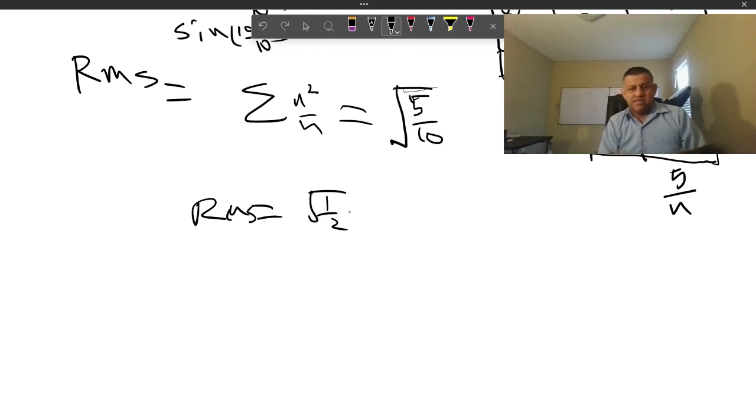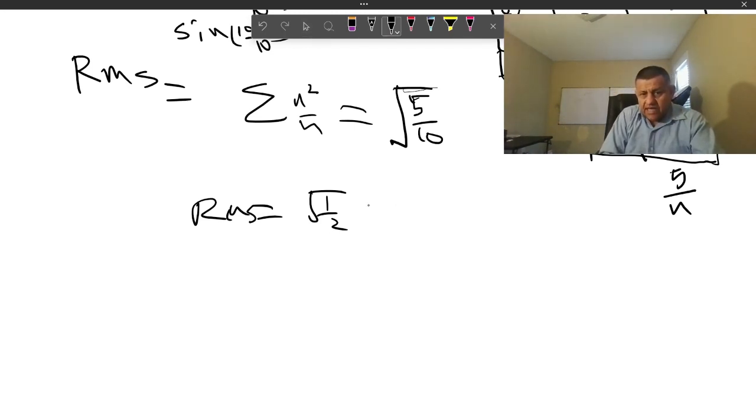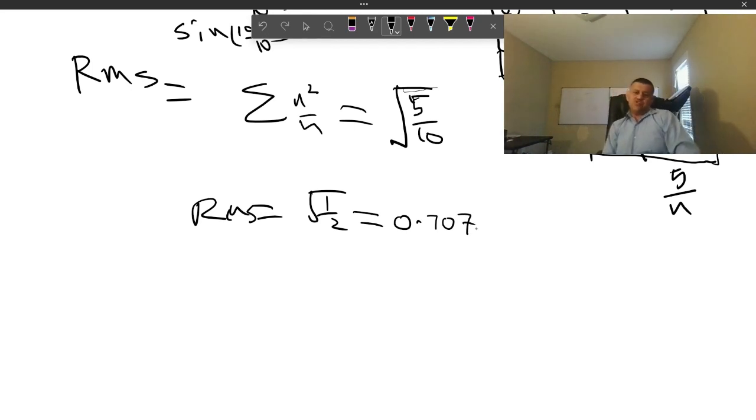You're taking the square root of 1, it's actually 1, but if you take the square root of 2, that is actually 1.41, and then you take 1 divided by 1.41. Take the square root of the top one first, and then the bottom, and then you divide the square root of the top by the square root of the bottom, and you get 0.707 approximately. So that is the RMS value.